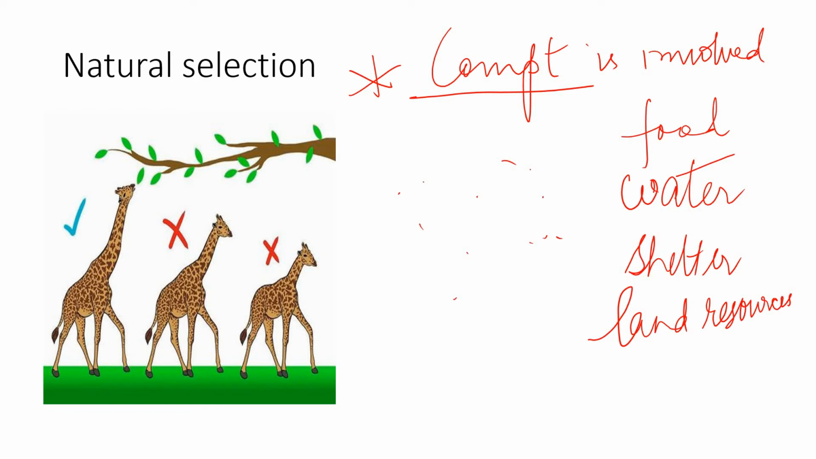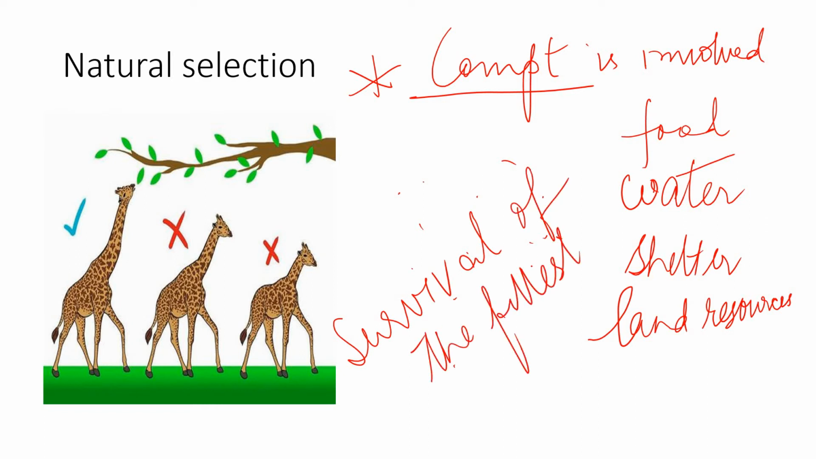Now, while having this competition, whichever organism is fit, whichever organism can withstand this competition, that organism will survive, and this is called the survival of the fittest. So whichever organism is strong will survive, and in the future they will keep on evolving, and the generation will keep on flourishing ahead. This is how by nature there is a selection: natural selection.